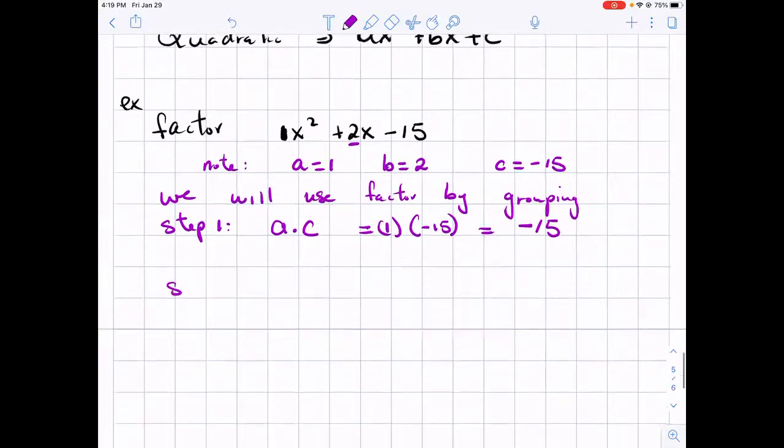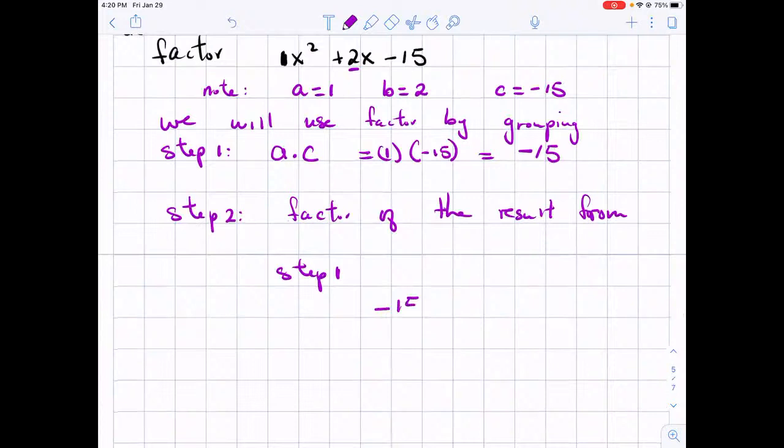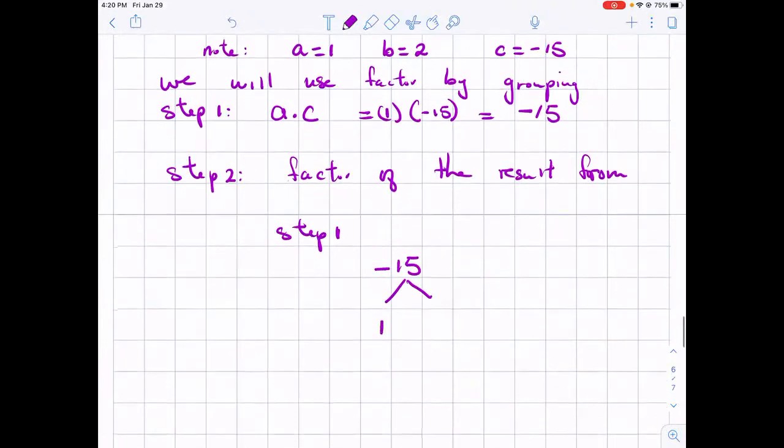Step 2, we will look for the factors of the result from step 1. So what are the factors of minus 15? Well, start out with 1. 1 times 15. Now, because this is minus, one of these here has to be minus.